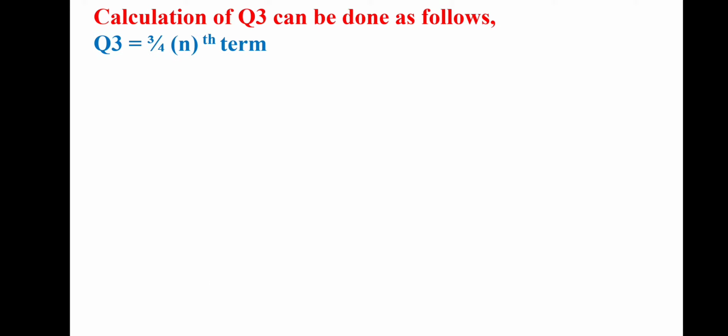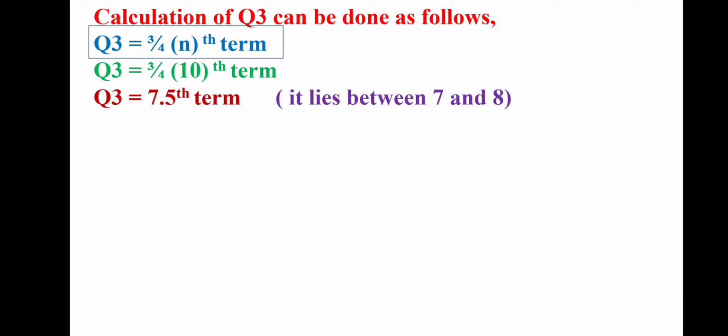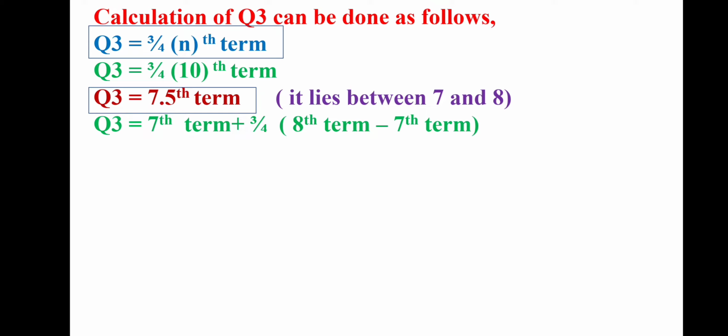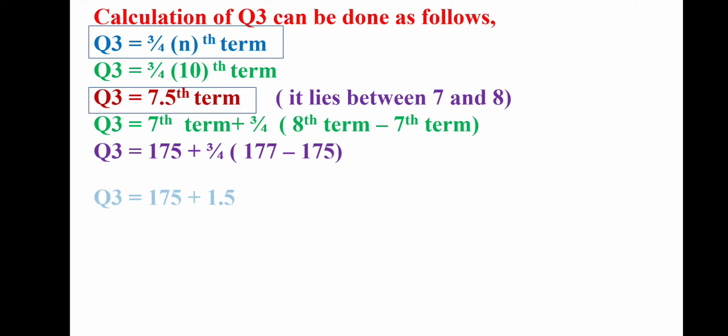Q3 formula is 3/4 of the nth term. 3/4 of the nth term, we'll get 7.5. 7.5 lies between the 7th and 8th terms. So the 7th term plus 3/4 of (8th term minus 7th term). Here the 7th term is 175 and the 8th term is 177. We can substitute in this formula: 175 plus 3/4 of (177 minus 175).